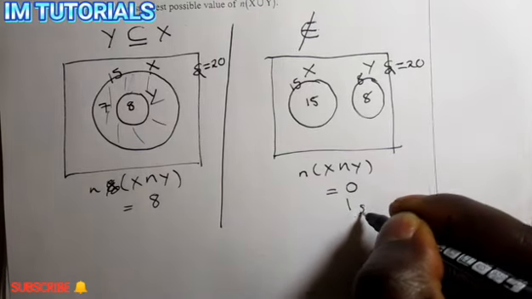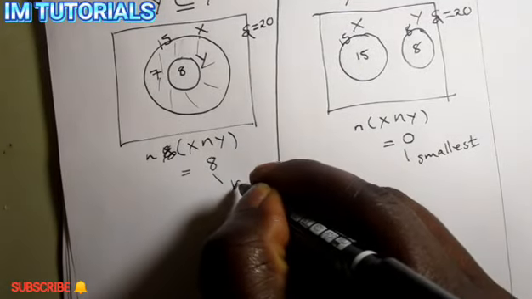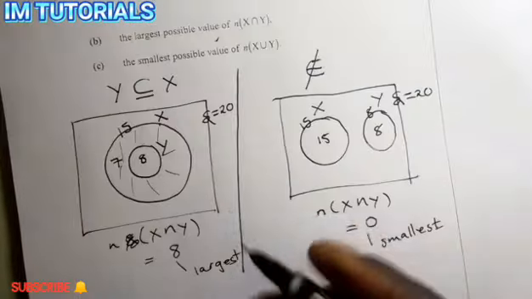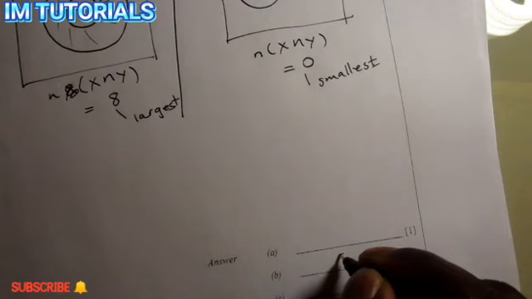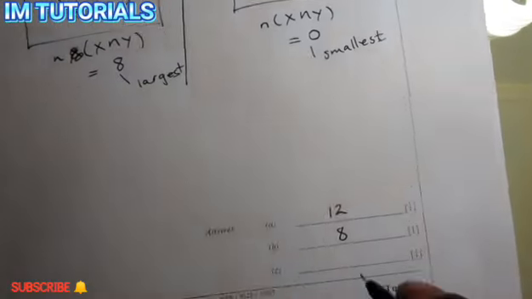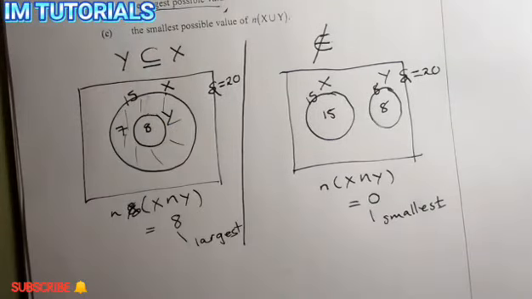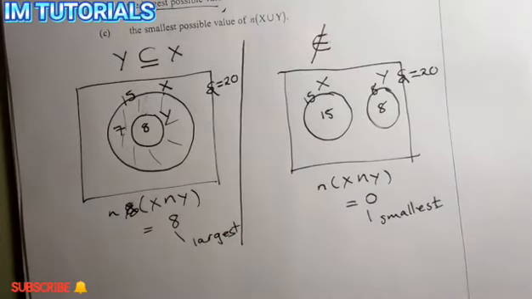So 0 represents the smallest value of x intersection y. At the same time, 8 represents the largest value. The question here is requiring the largest value, so your answer there is 8. Then on part A, we got our answer as 12, right? So 8 is the largest. If the question asked you to find the smallest possible value of x intersection y, your answer was going to be 0. But since it is asking the largest possible value, your answer is 8. We move on to part C.